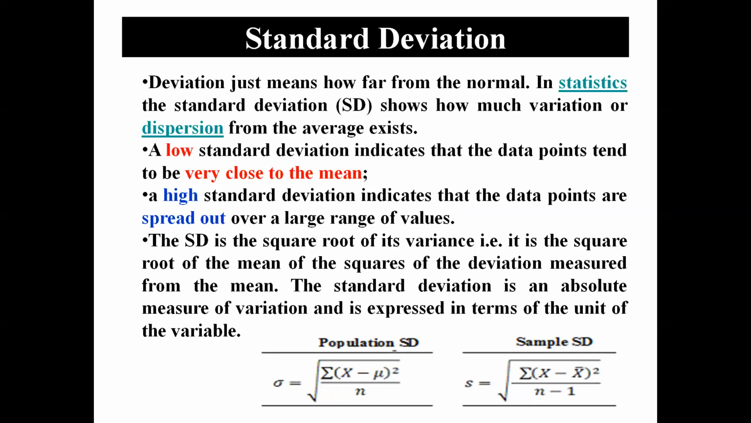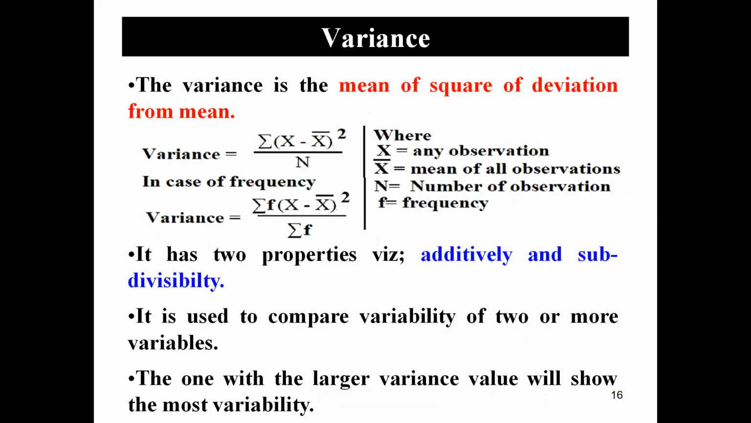Suppose plant height is measured in centimeter. The unit of standard deviation will also be centimeter. This is the formula of standard deviation. For sample, standard deviation is equal to under root sigma x minus x bar square divided by n minus 1. X minus x bar means it is the deviation from mean. And in case of population, a new symbol mu is used in place of x bar and divided by n. This is the formula.